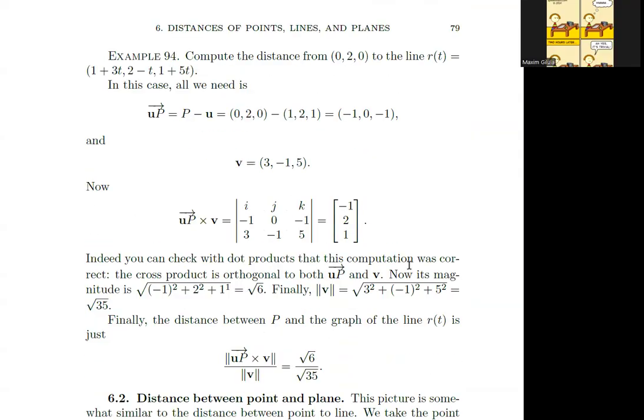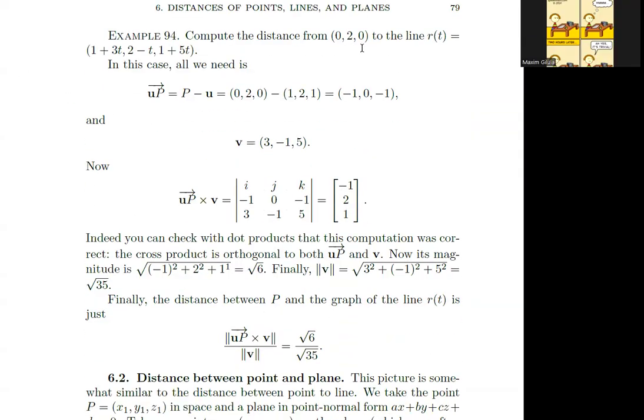So let's see an example. So let's say I have a point 0, 2, 0 and a line 1 plus 3t, 2 minus t, 1 plus 5t. That's its parameterization. So we need to figure out UP. Here u is 1, 2, 1. So p minus u is UP. It's 0, 2, 0, minus 1, 2, 1, which is minus 1, 0, minus 1.